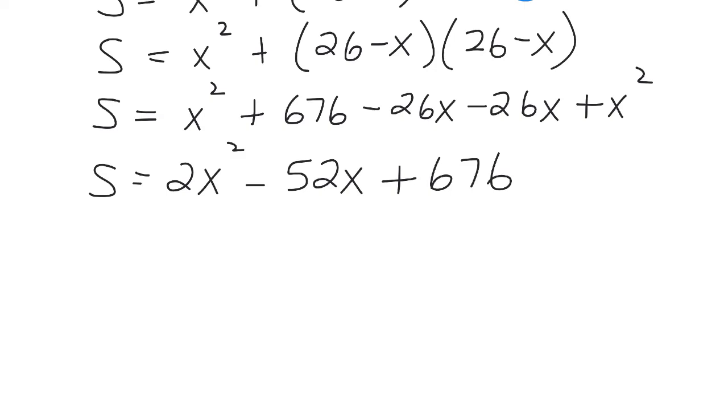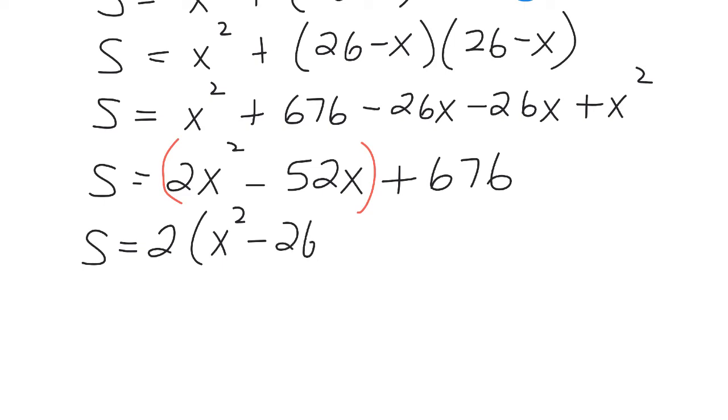If we want to figure out the minimum, we need to complete the square in order to turn our equation into vertex form. So the first thing we need to do is put a bracket around the first two terms of our equation, and we're going to pull out a common factor. Our common factor is going to be a 2, and what would be left over would be x squared minus 26x. And we still have plus 676.